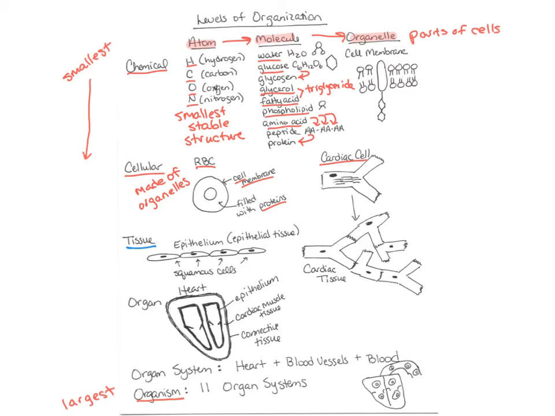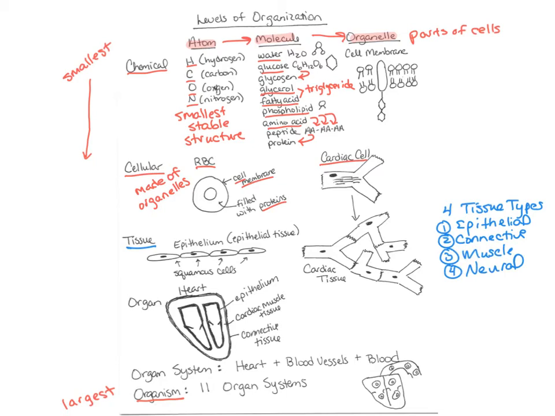There are only 4 main tissue types in your body. There's epithelial tissues, connective tissues, muscle tissue, and neural tissue. So here is an example of an epithelial tissue. Epithelial tissues are made up of squamous cells. All the squamous cells are alike.